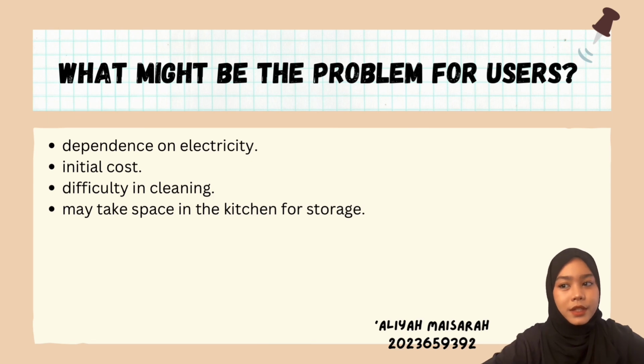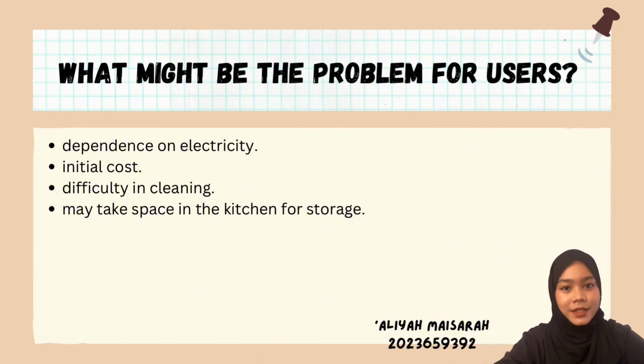So first is, rice cooker is dependent on electricity. So without electricity, you cannot cook the rice. It's very different from the traditional ways of cooking rice, which is on the stove that uses fire. Okay. Next is initial cost. As we all know, rice cookers tend to be more on the expensive side, since it's a very developed cooking appliance.